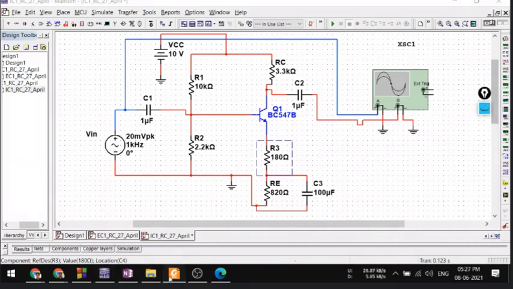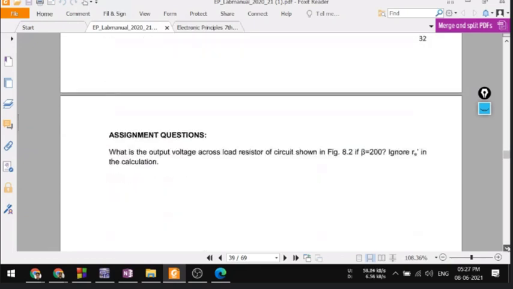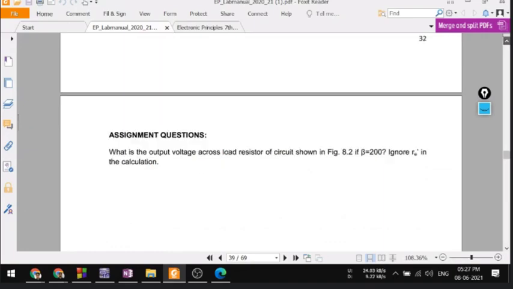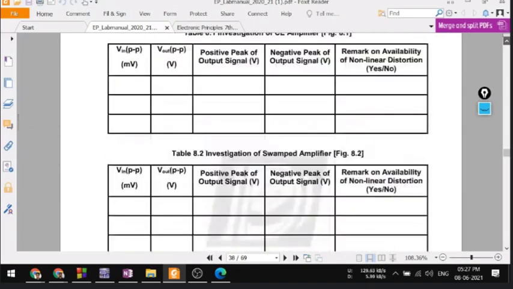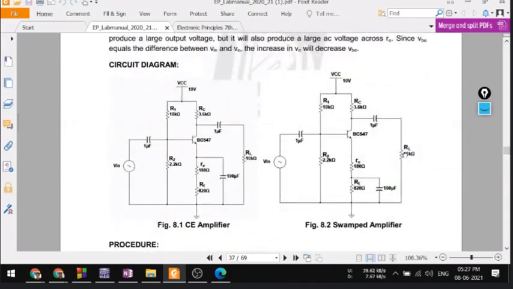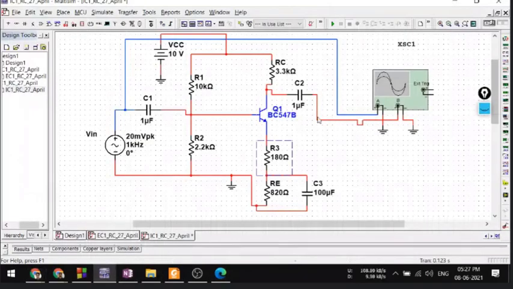So here is the end of your experiment 8. Experiment 8 is also completed. Now look, here they have connected RL. I have not connected it, but you can connect RL also. Just connect RL.